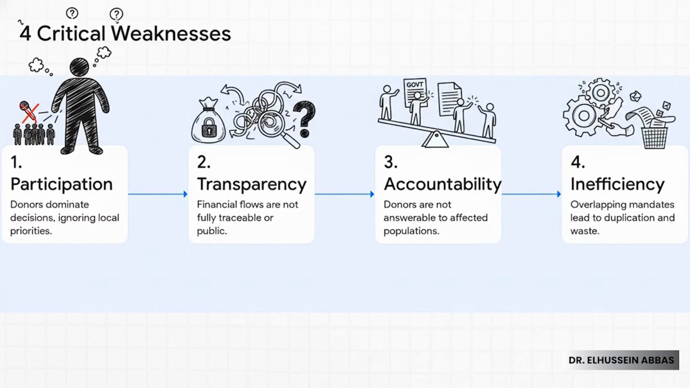Which leads us right to these 4 critical weaknesses. Number 1, a lack of participation. Local voices just get drowned out by the big donors. 2, a lack of transparency, which makes it incredibly hard to track where the money is actually going. 3, political unaccountability. I mean, donor agencies answer to their own governments, right? Not the communities they're supposed to be serving. And finally, number 4, operational inefficiency. You get different groups doing the same thing, and frontline workers just get buried in paperwork.